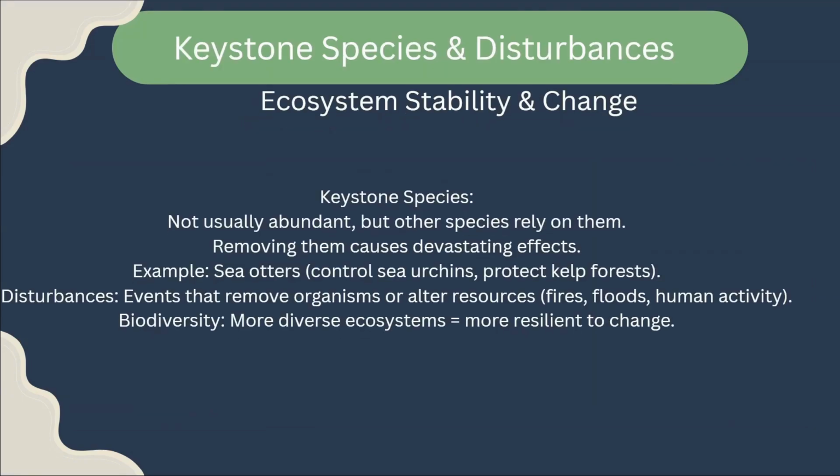Keystone species and disturbances. Ecosystem stability and change. Keystone species are not usually abundant, but other species rely on them. Remove them and it causes devastating effects. For example, sea otters, which control sea urchins and protect healthy kelp forests. So disturbances are events that remove organisms or resources, like fires, floods, human activity. Biodiversity. A more diverse ecosystem is more resistant to change.